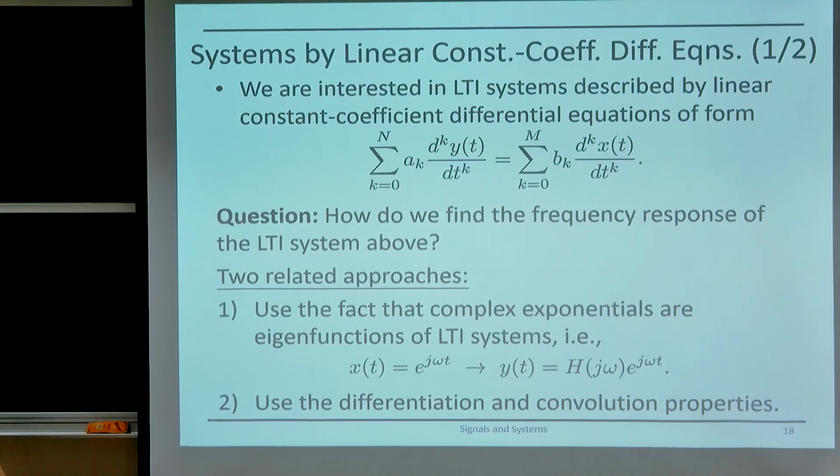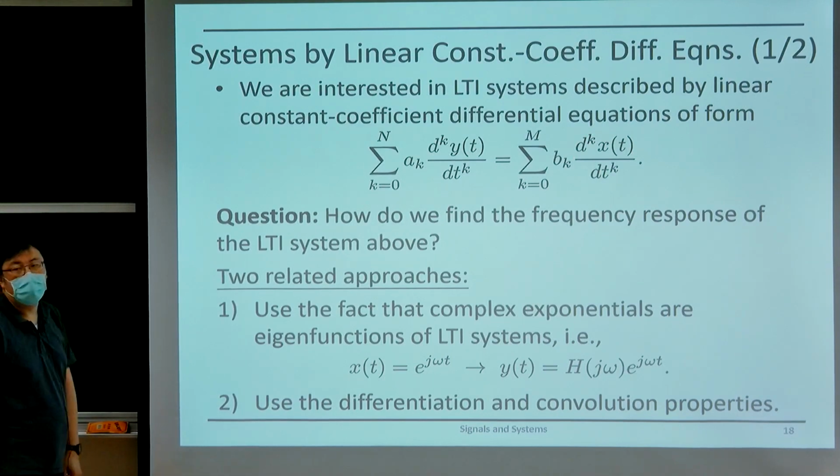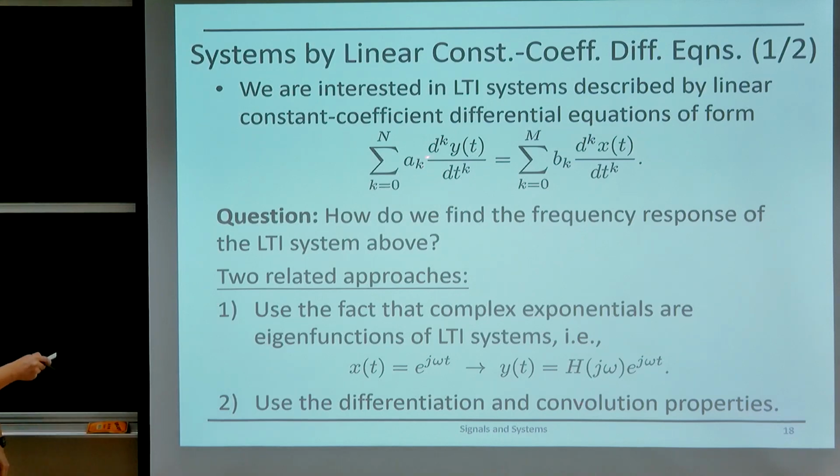If you want to find this H of j omega, you just plug this inside x, plug this inside y, and when you take the derivative, every time you take a derivative, you just bring down a j omega outside. So you can easily compute this derivative for however high an order you want, and similarly for y. If you plug this in and equate the two, then you can find what H is.